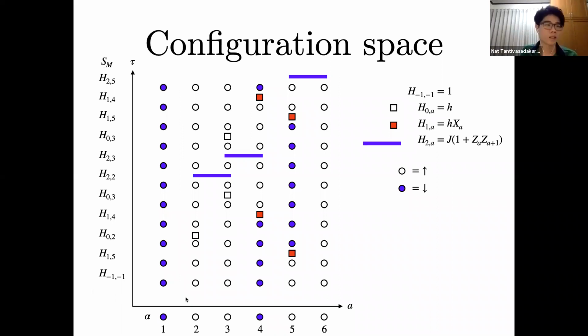When I go through valid configurations, I want to sample through the operator string here and the spin configurations here. So I'm going to go through different configurations of this and this. The picture drawn here is just to see what it actually looks like.